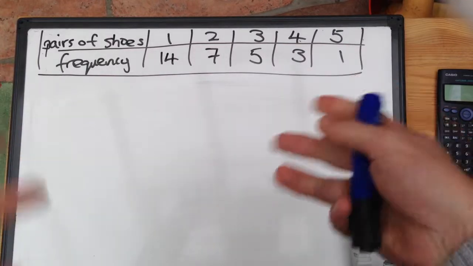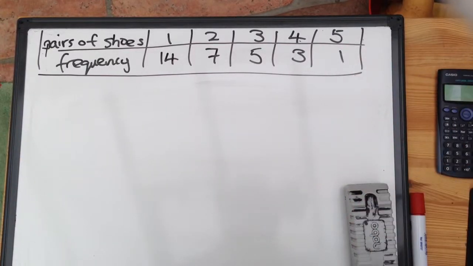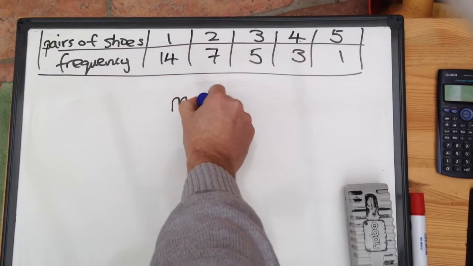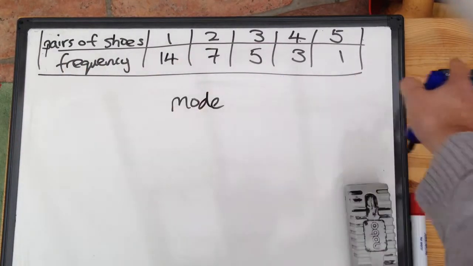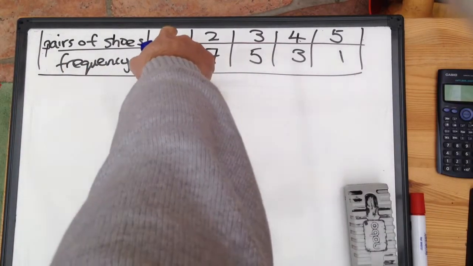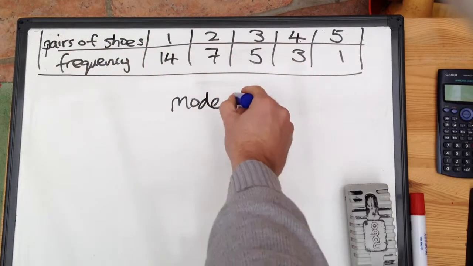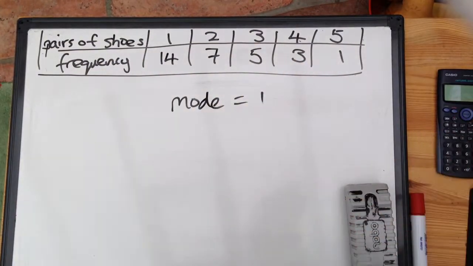survey. Before we get on to what I really want to do, which is finding the mean of the distribution, just have a quick look at some other things. Firstly, what's the mode? Well, the mode is the most frequently occurring value. If I look through this, I've got 14 boys who own 1 pair of shoes, so 1 is the most frequently occurring value. It's there 14 times.